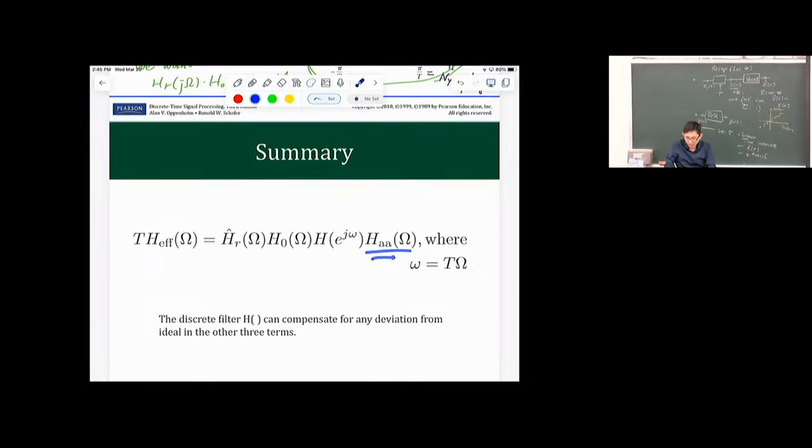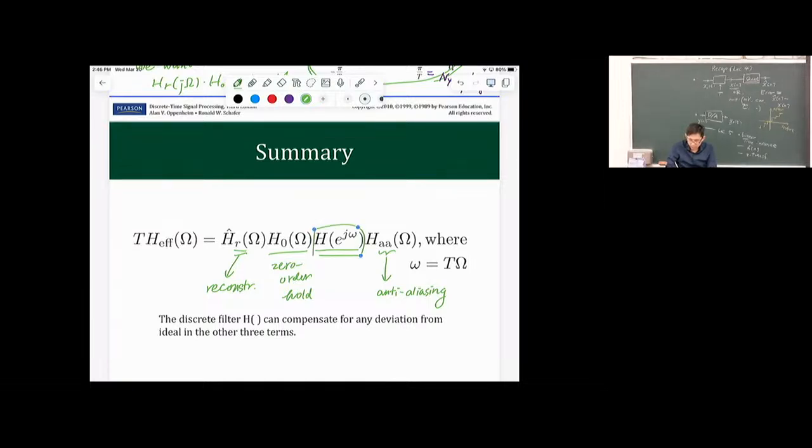First, we have the anti-aliasing filter. AA stands for anti-aliasing. And then we process our signal in the discrete time domain. And then zero order hold. And then we have a compensation filter for reconstruction.